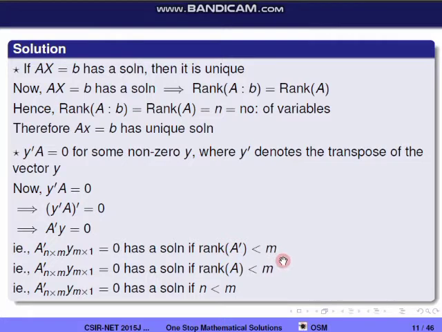We know rank of A transpose is equal to rank of A. So this has a solution if rank of A is less than M. We already got rank of A is equal to N. So this has a solution if N is less than M. But there is no strict condition that N is less than M. We got N is less than or equal to M. So this is not necessarily true. So option 4 is wrong. So we'll check the correct option.